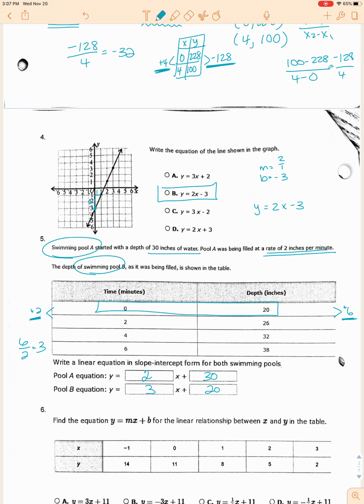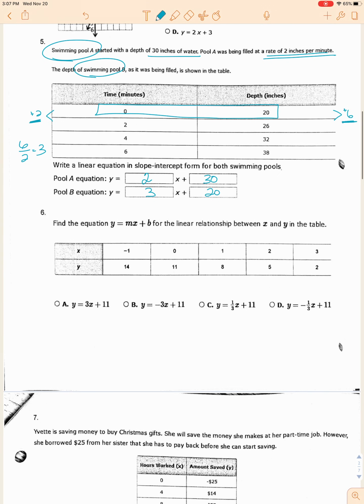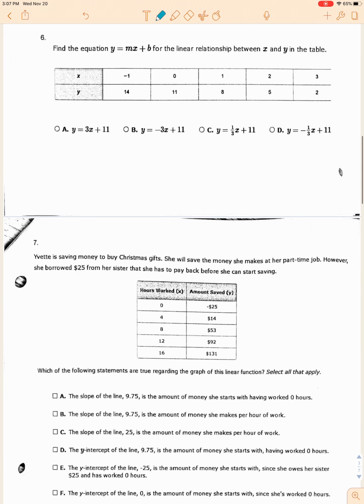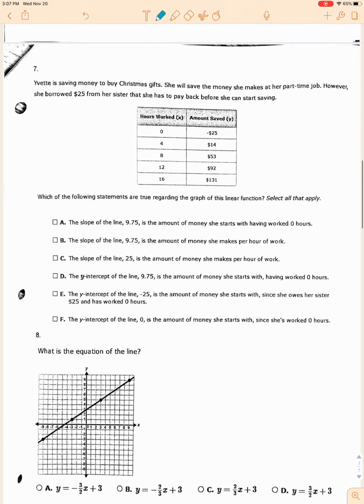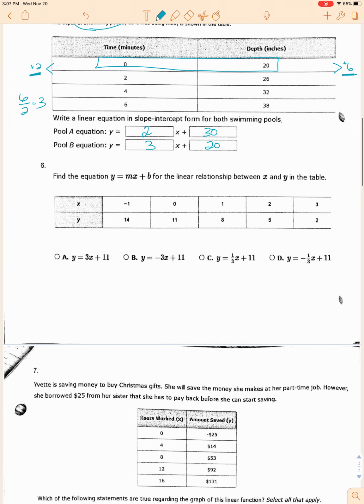All right, number 6, find the equation y equals mx plus b for the linear relationship. So again, I'm looking at a table. I would use the same process I just did for swimming pool B. Look for the y-intercept and find the change in y, and place it over the change in x. Go ahead and pause the video, and you're going to be able to do 6 and 7 for this one. So go ahead.